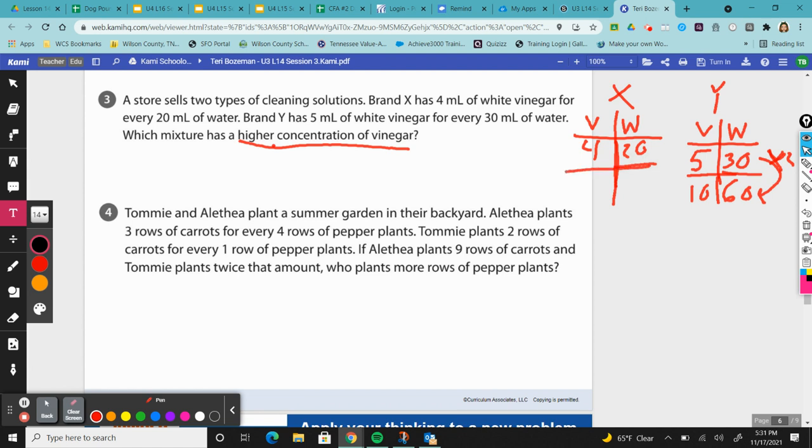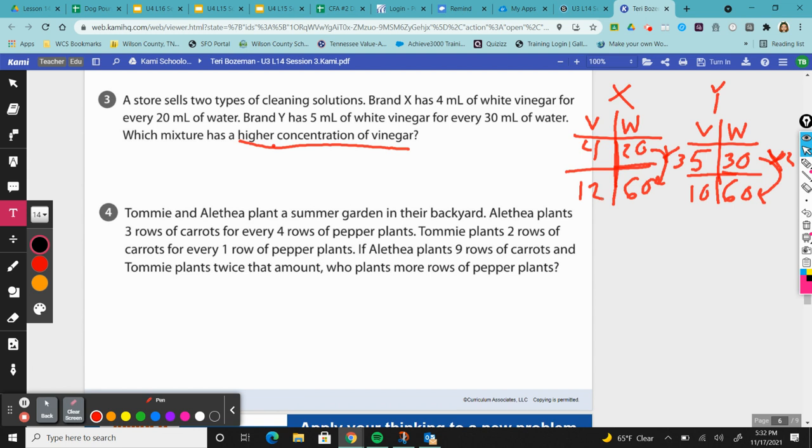So over here, I want my water to be the same, right? So this has got to be 60. 20 to 60, to get there, I multiply times 3. Then I do that to the other side. 4 times 3 is 12, right? So now that my water is the same, I can see the difference between my vinegar. Which one has a higher concentration of vinegar? That means which one has more vinegar in it. All right. So we see that brand X has more vinegar.